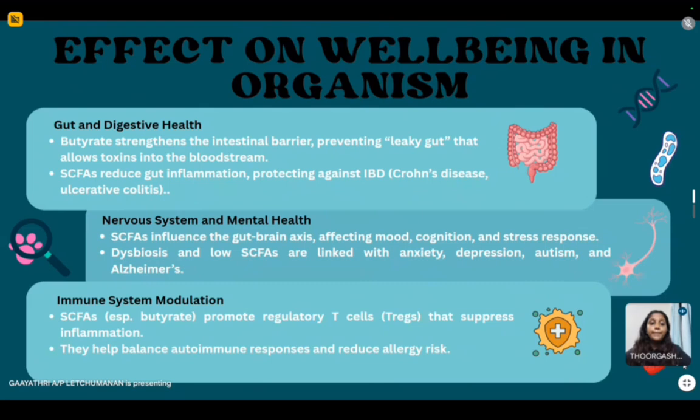Second, nervous system and mental health. SCFAs influence the gut-brain axis, affecting mood, coordination, and stress response. Disrupted and low SCFAs are linked with anxiety, depression, autism, and also Alzheimer's. Third, immune system modulation. SCFAs promote regulatory T cells that suppress inflammation. They also help balance autoimmune responses and reduce allergic risk.